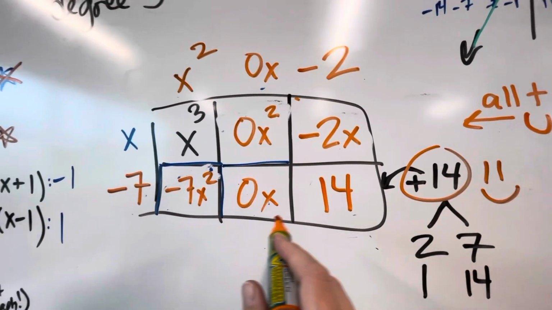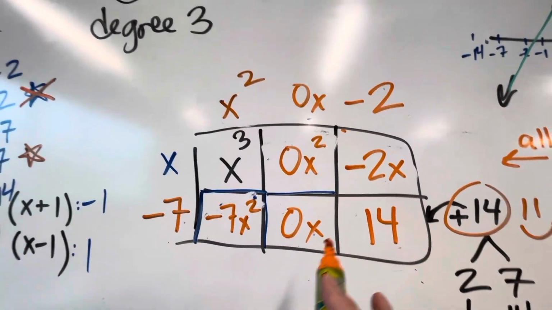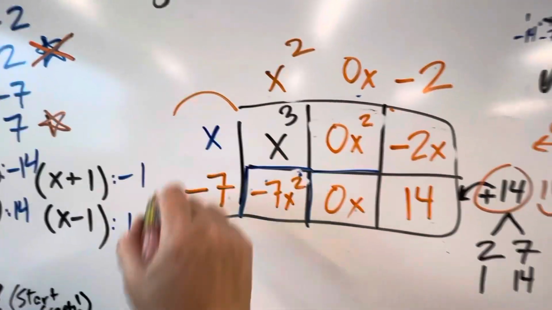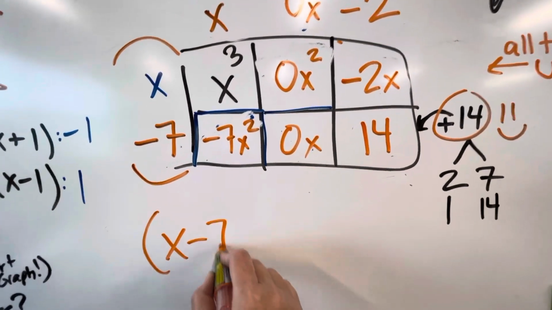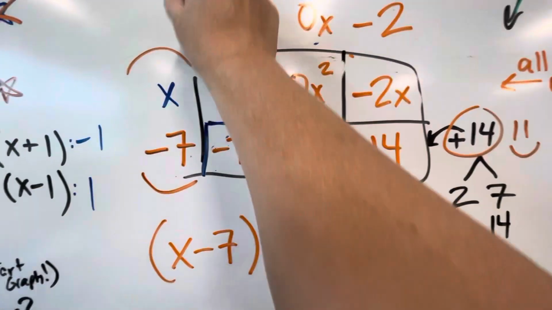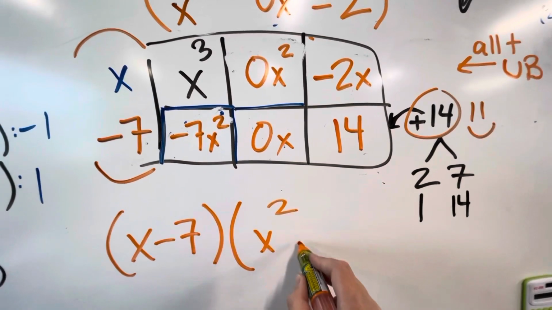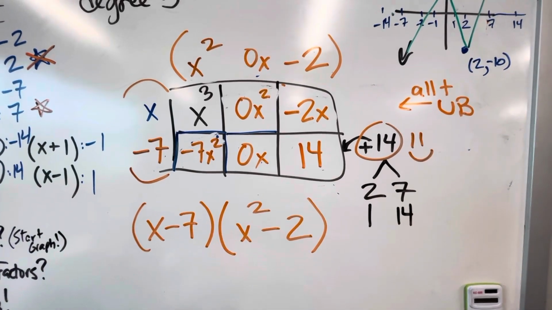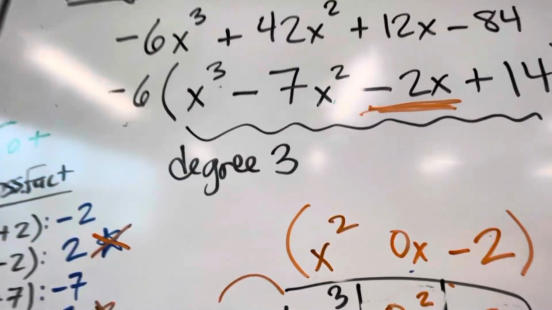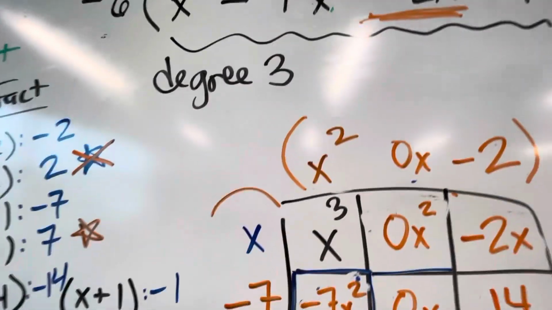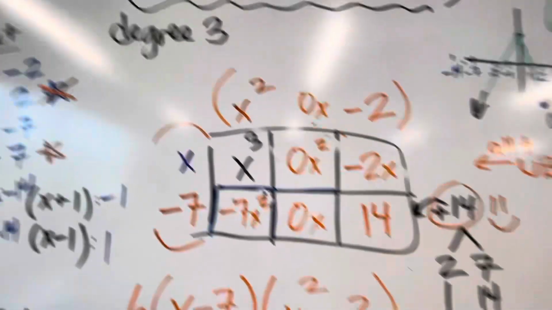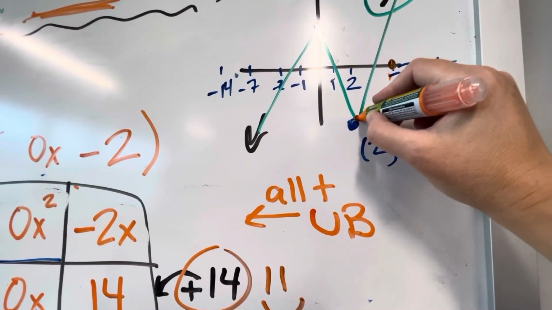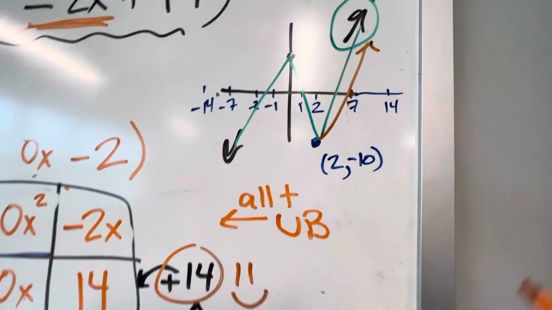I win! Yay! So what does that mean? It means that this whole thing, this degree 3 polynomial here, can be rewritten as the linear factor x minus 7 times the quadratic factor x squared minus 2. This is exciting. I have factored this. I want to bring my negative 6 down here with it to make sure that I maintain the original problem. But I also, on my graph, found that there's a point right here. So this actually technically goes through there to infinity.